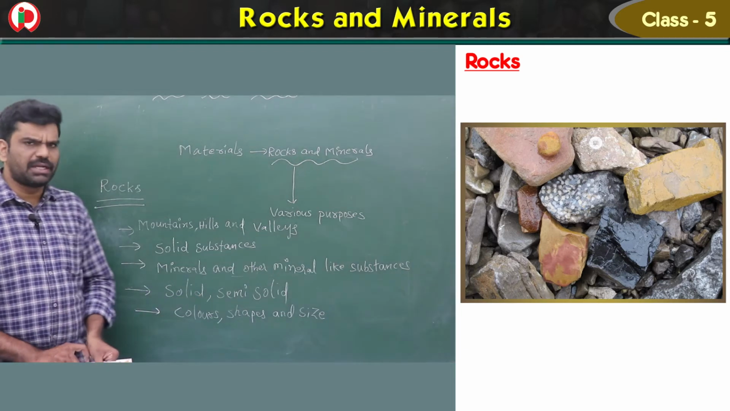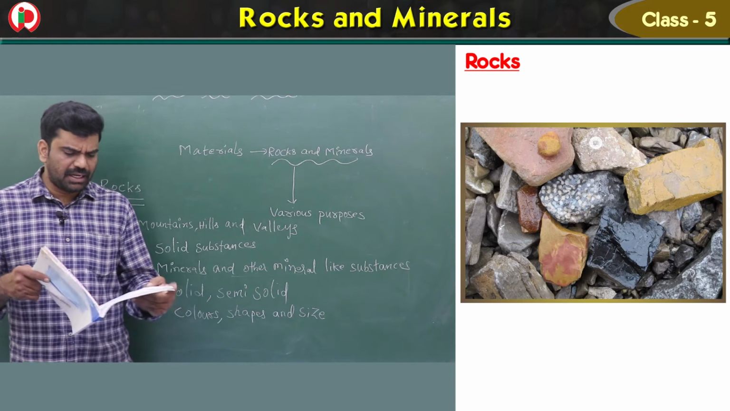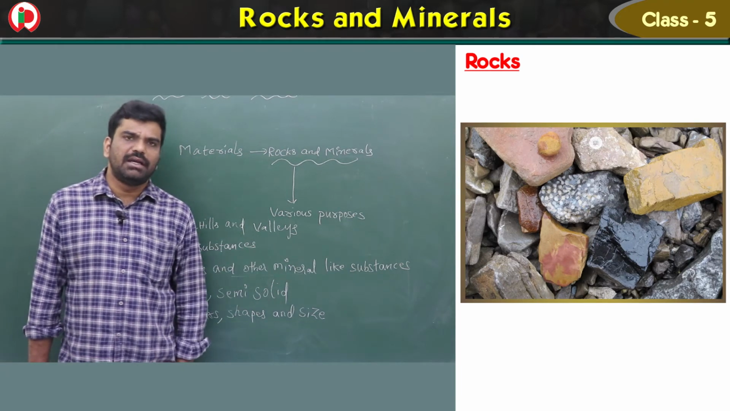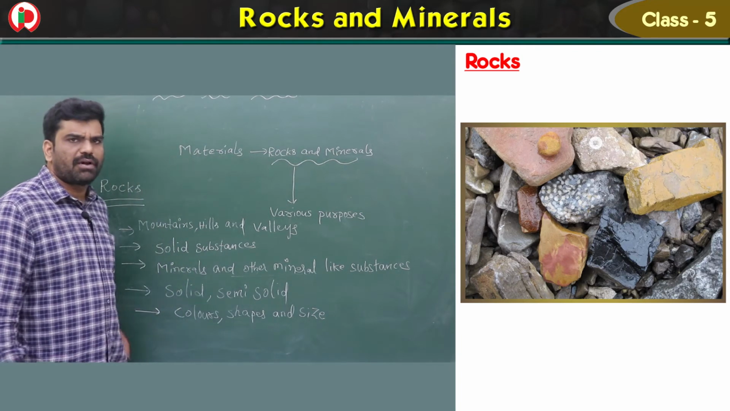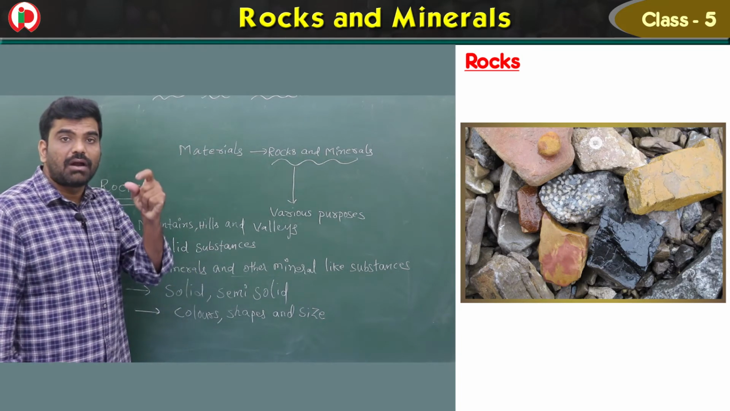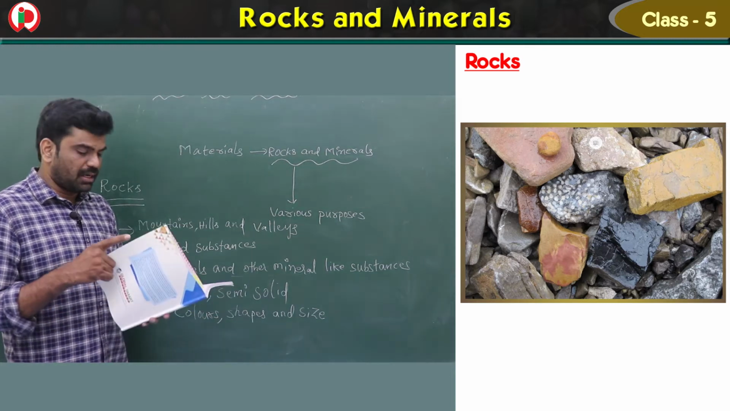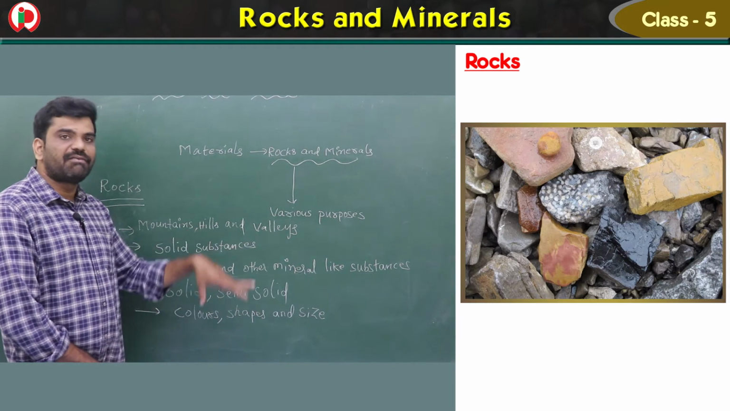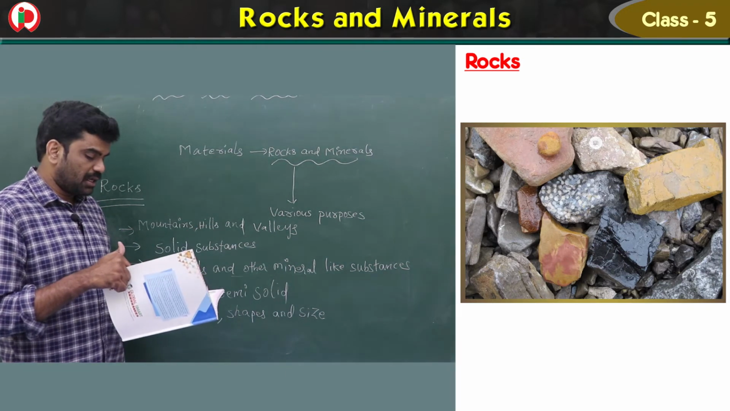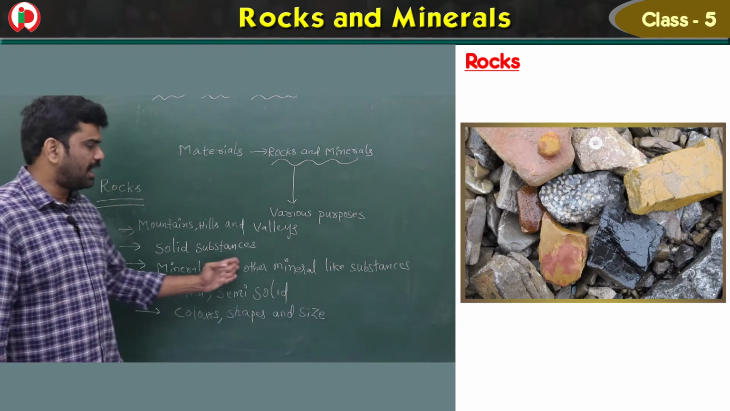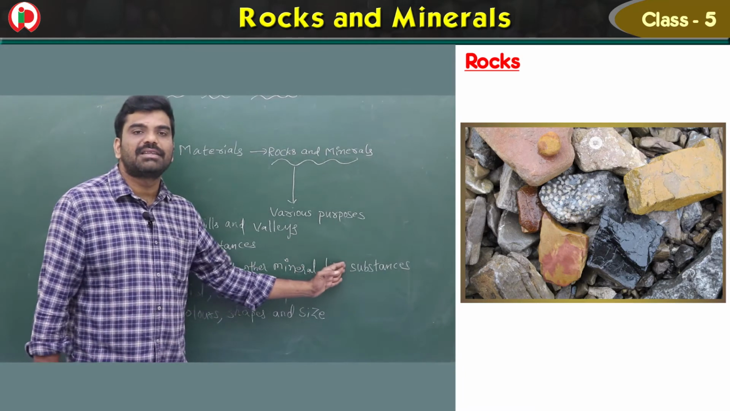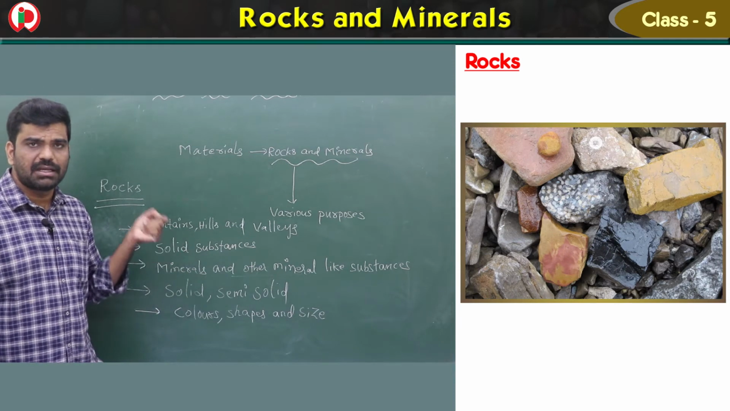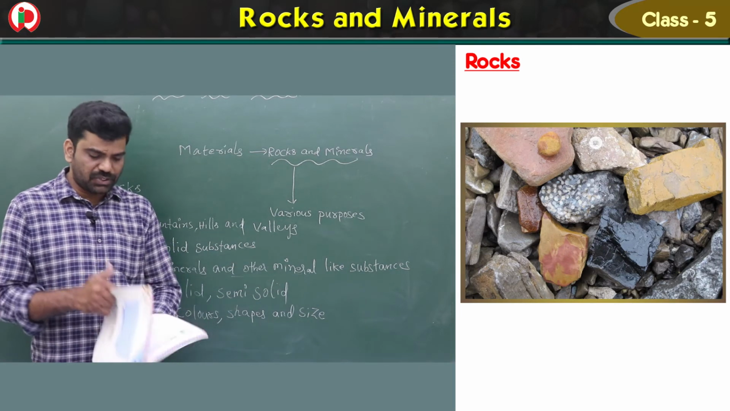Once again I repeat: the mountains, hills and valleys are made up of rocks. These rocks are solid substances. And where do we find these rocks? On the surface of the earth. They are made up of minerals and other mineral-like substances.